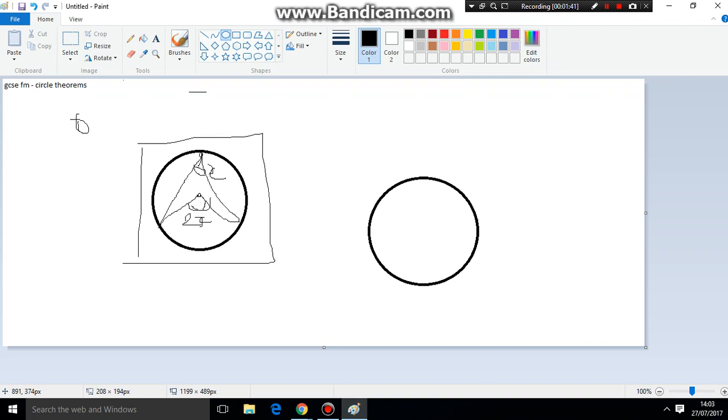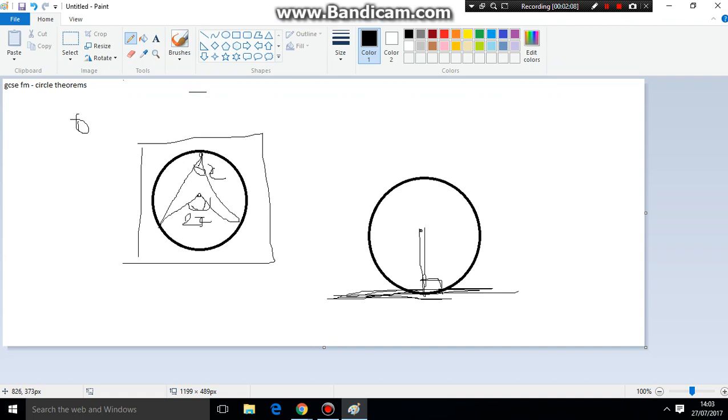Let me draw another circle. Let's see, what's another theorem? Well, another simple one is a line that's passing through a tangent. It's passing through the circumference like this, and then there's a line going through it like this. And this is a 90-degree angle. It's fairly noticeable. So this is called the tangent circle theorem.